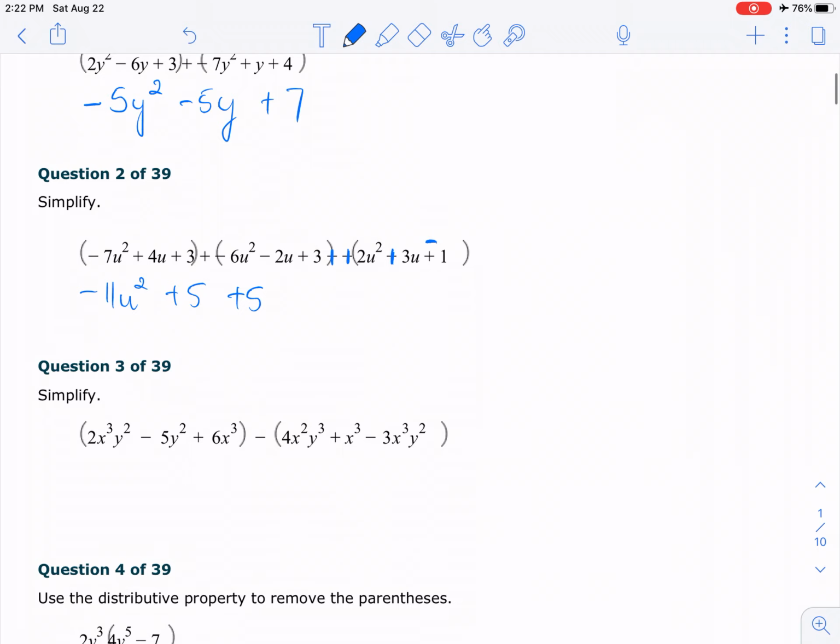For the next one, make sure you check for the like terms. So you see x cubed y squared and x squared y cubed. They are not like terms. But these two are like terms. So what we have, and don't forget this is subtraction, so I'm going to change the sign.